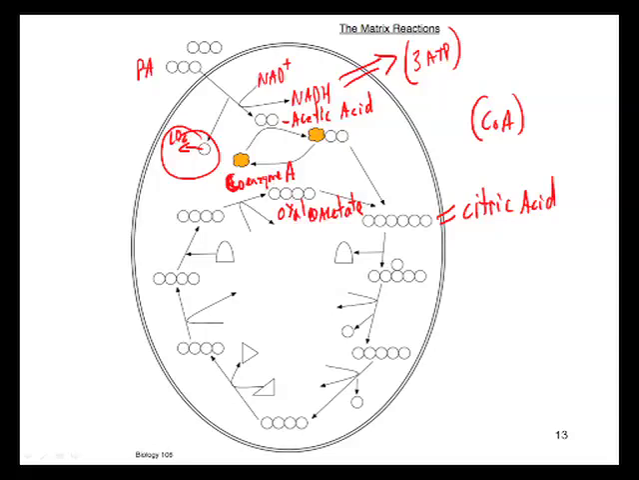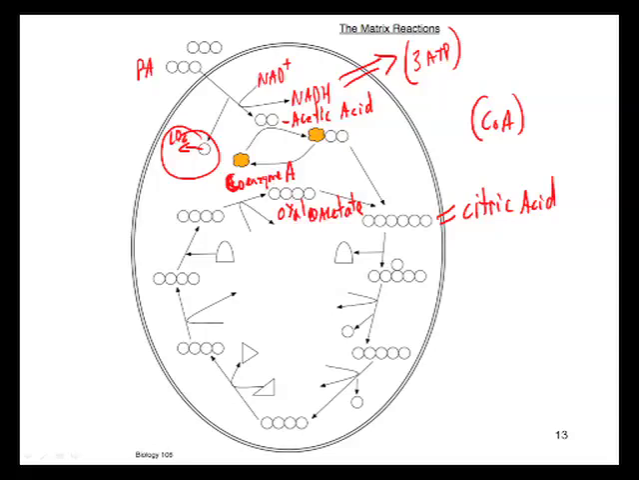Hence the term the citric acid cycle. Now, if we look closely at the citric acid cycle, what we're going to see is that we eventually go from 6 carbons to 5 carbons to 4 carbons, and eventually we get back to that oxaloacetate again. And that oxaloacetate is reused for another acetic acid molecule.